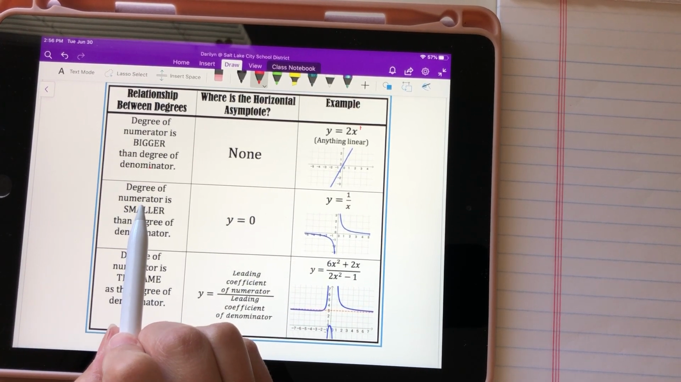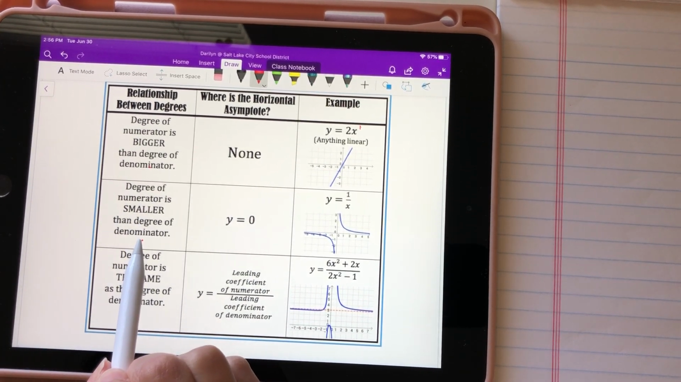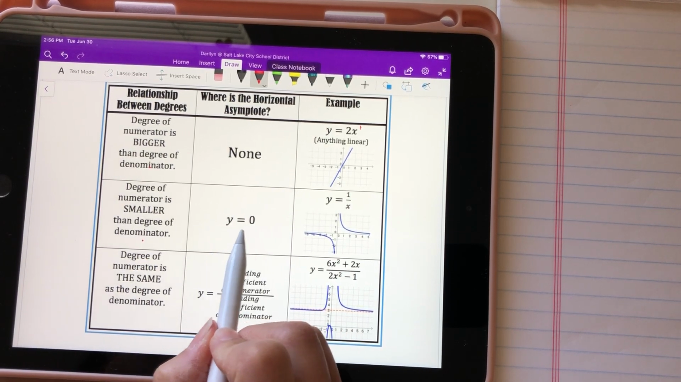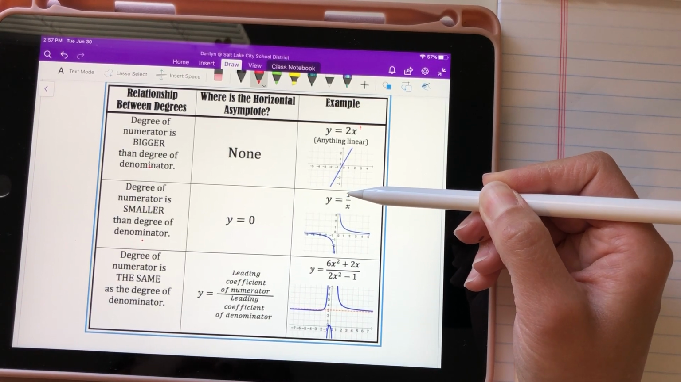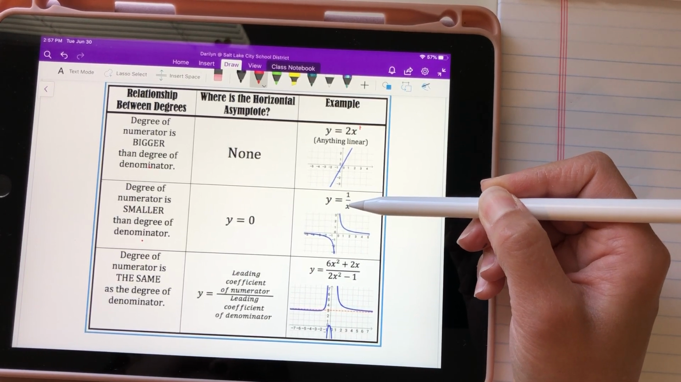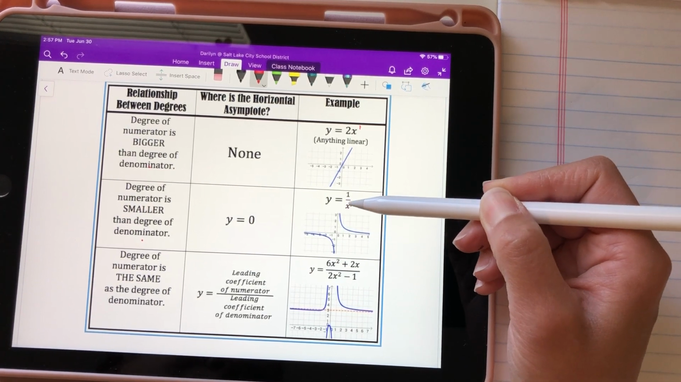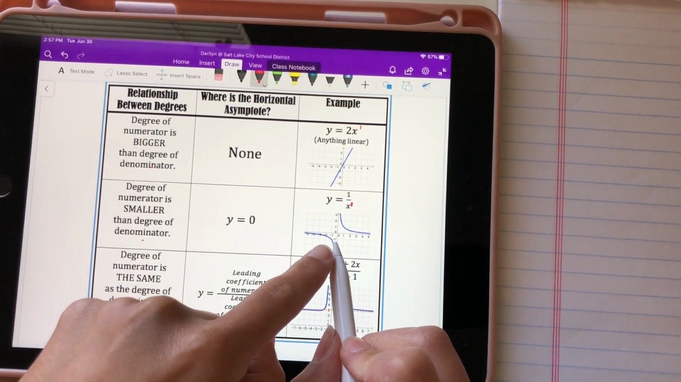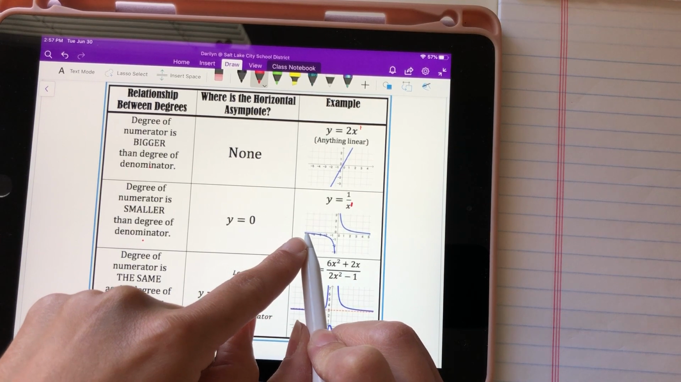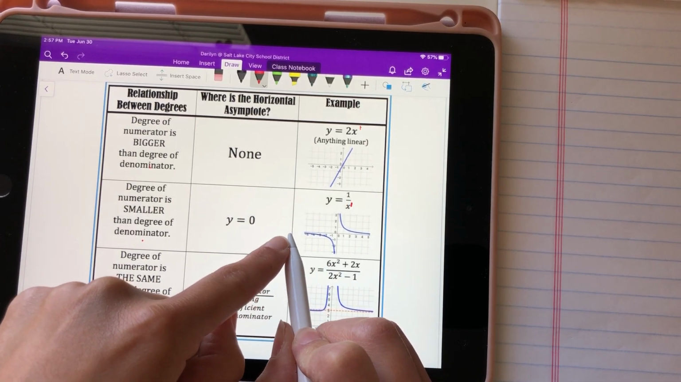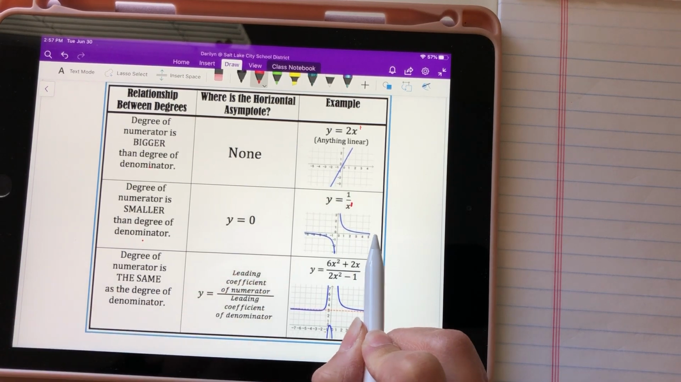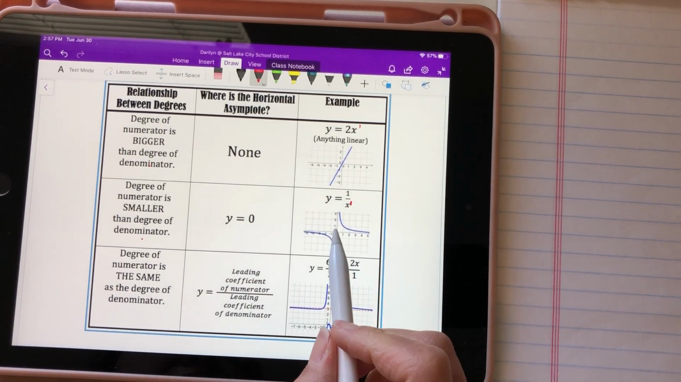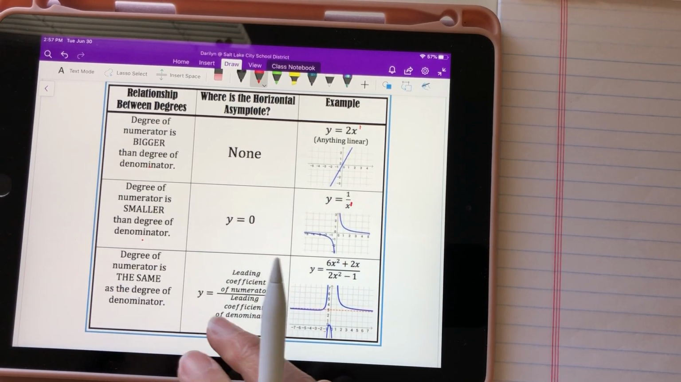If the degree of the numerator is smaller than the degree of the denominator, the horizontal asymptote is always at y equals 0. Here's an example. The degree of the top is 0 because there's no x. The degree of the bottom is 1, so the degree of the bottom is bigger. Notice how in this graph, as it goes far to the left, it's getting closer to y equals 0, and as it goes farther to the right, it's getting closer to 0. So that's a horizontal asymptote of y equals 0.